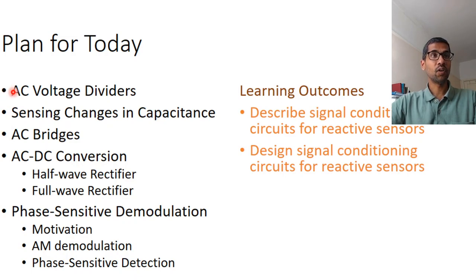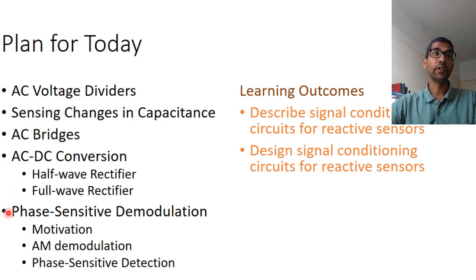And because we are using these AC voltage dividers and AC bridges, what you would need at some point is an AC to DC conversion. And we do an AC to DC conversion using a half wave rectifier or a full wave rectifier. My guess is that you already know what these rectifiers are, but we'll just go through them very quickly so that your memory is refreshed. We did this as a part of diodes when we studied them in Medical Instrumentation 1.